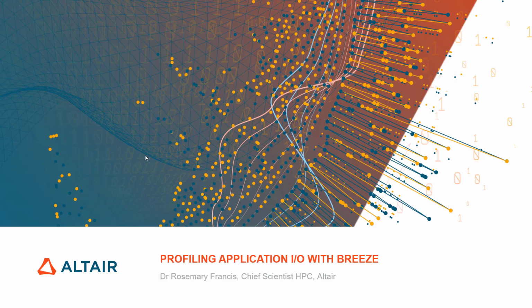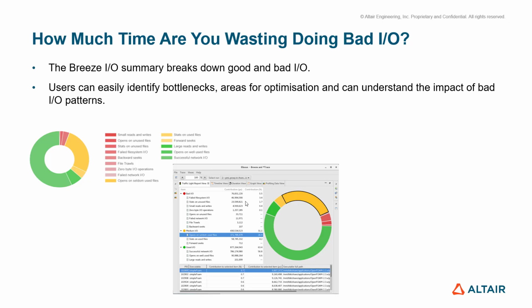Hello, today we're going to talk about profiling application I/O with Altair Breeze. Breeze is a unique profiling tool that collects detailed information about the way applications access their data. One of the views we're going to be looking at today is this one here, which is the I/O summary, breaking down I/O into good and bad, so that you can easily identify whether the application has bottlenecks and assess the impact it has on any shared file system in your environment.